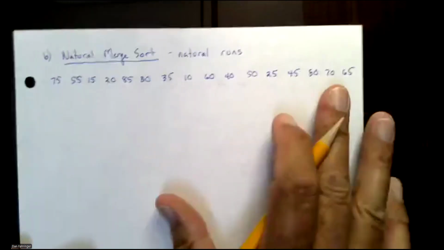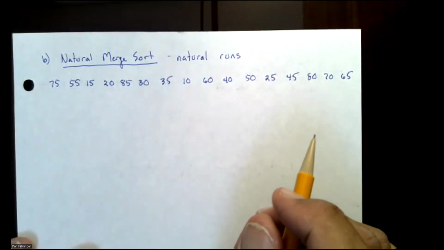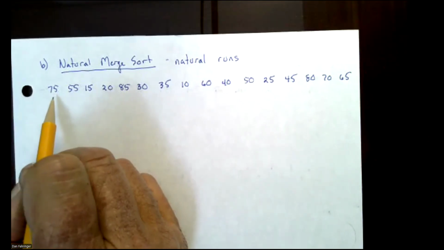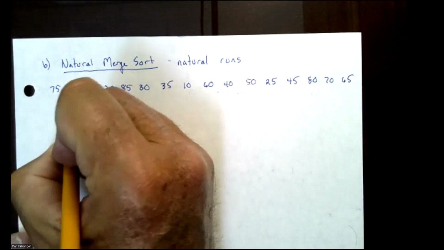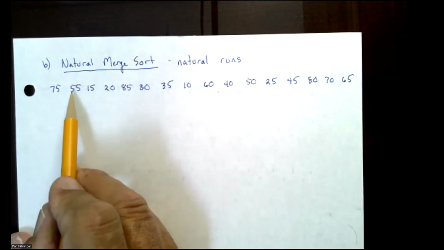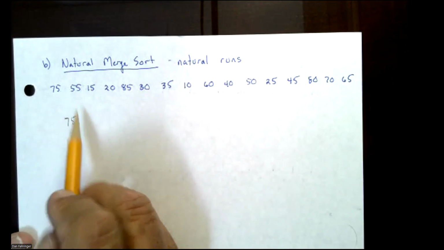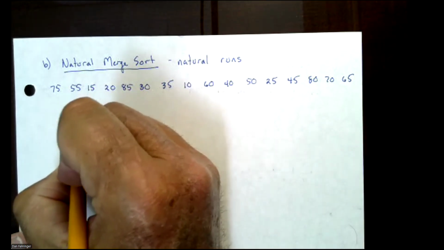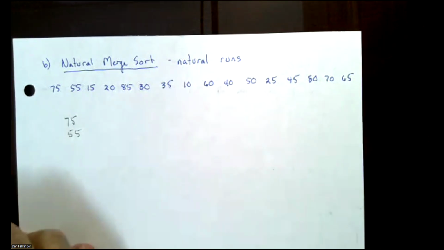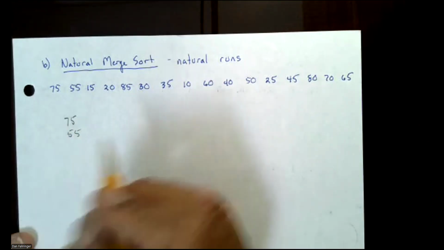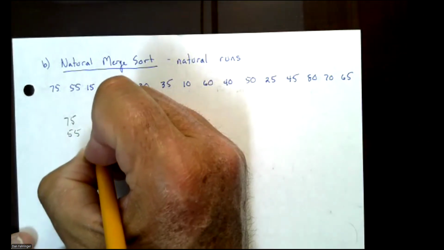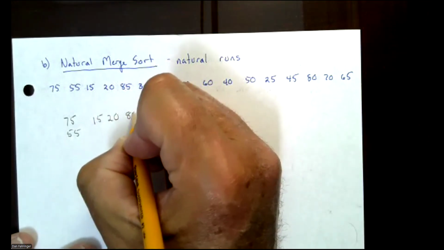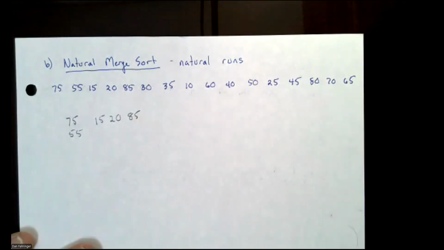Okay. A natural run. Instead of going by ones or twos or whatever, I'm going to do a natural run. So I'm going to start at the first one and say 75. Is the next number higher? No. So I stop. Now I'm going to go 55. Is the next number higher? No. Now I'm going to stop. The next number is 15, 20, 85. Nice. That's a nice little run.